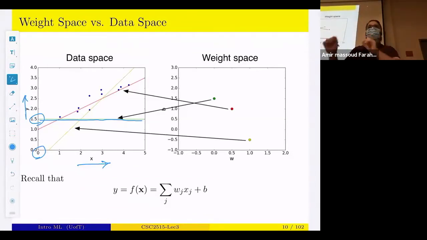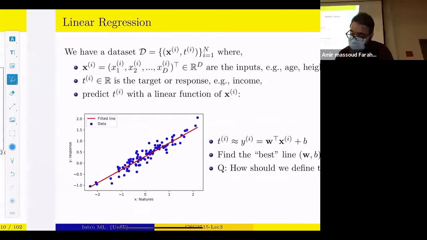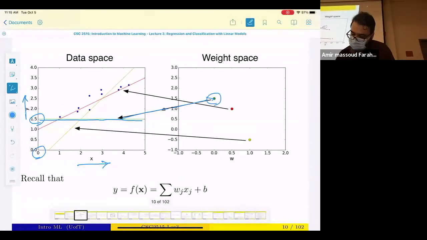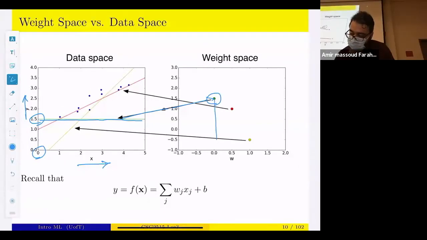If we look at it in the weight space, let's see which point it corresponds to. If we go to this weight space, we see that there is a point with w equal to 0, which is the slope of the line, and the bias or intercept equal to 1.5.